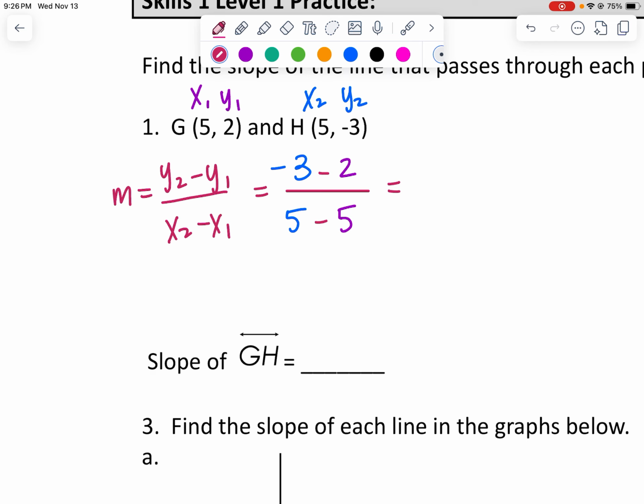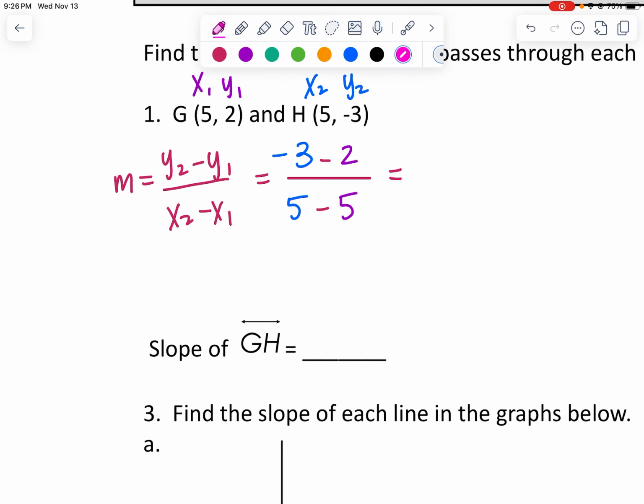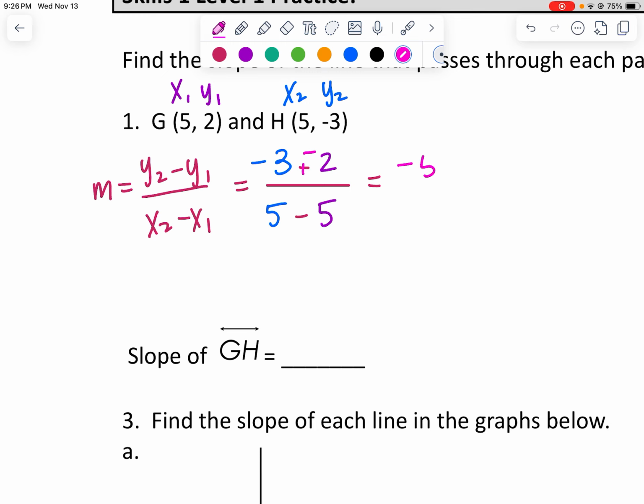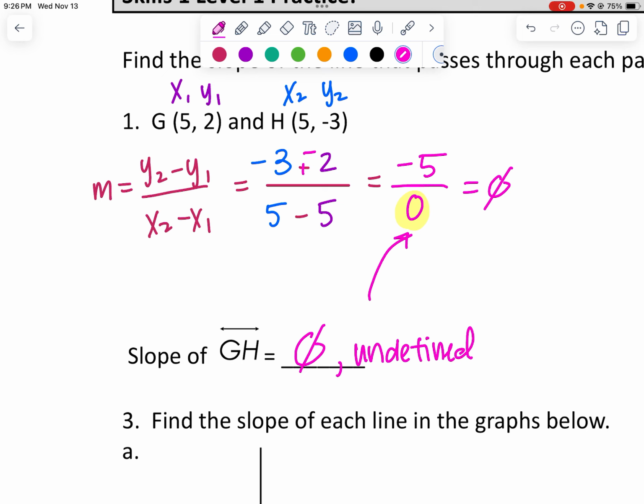So same exact process where I have negative 3 minus 2. This is actually taking away 2 more from the negative 3. So this becomes negative 5, all over 5 minus 5 is equal to 0. Okay, this is that special case where if we have anything divided by 0, this is going to be an undefined answer. Okay, so you could go ahead and use this little symbol, or you could say undefined. Again, whenever it's divided by 0, this is an undefined answer.